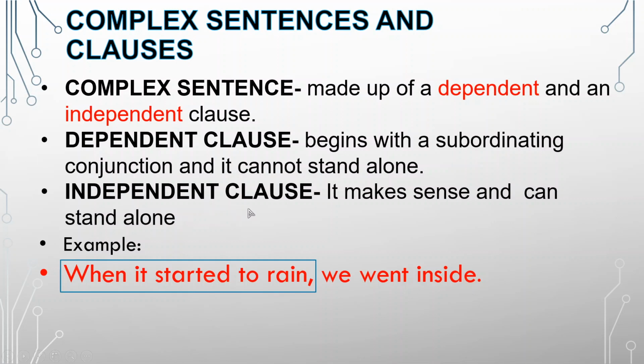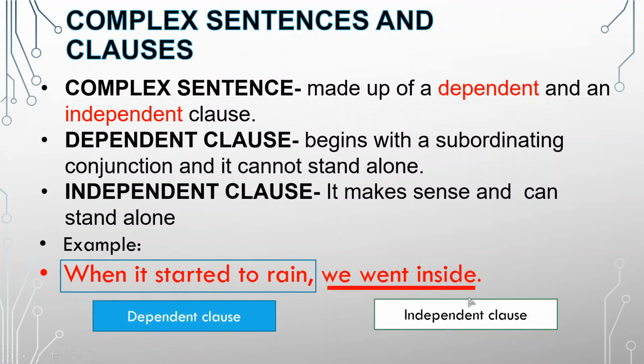Now, let's look for the independent clause. So, independent clauses, again, make sense and can stand alone. So let's read these other groups of words. We went inside. It makes sense. It can stand alone. So therefore, we can say that we went inside is what we call an independent clause. All right. So as you can see, that's a dependent clause because of the subordinating conjunction when. And this is an independent clause because this makes sense and it can stand alone.